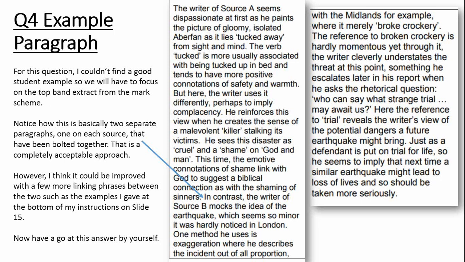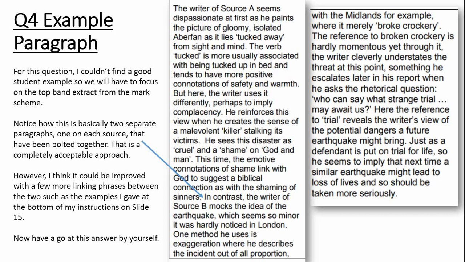Now, overall, this is a very well written answer. It's got a lot of analysis, which I think is where it scores highly. The one thing I think perhaps it could do is use a slightly more forensic, slightly more detailed use of terms. So, for example, when it talks about the reference to trial in this last section, it could say something like the reference to the noun trial or the metaphor trial, perhaps. This is what I mean when I say that it could make slightly more detailed use of terms.